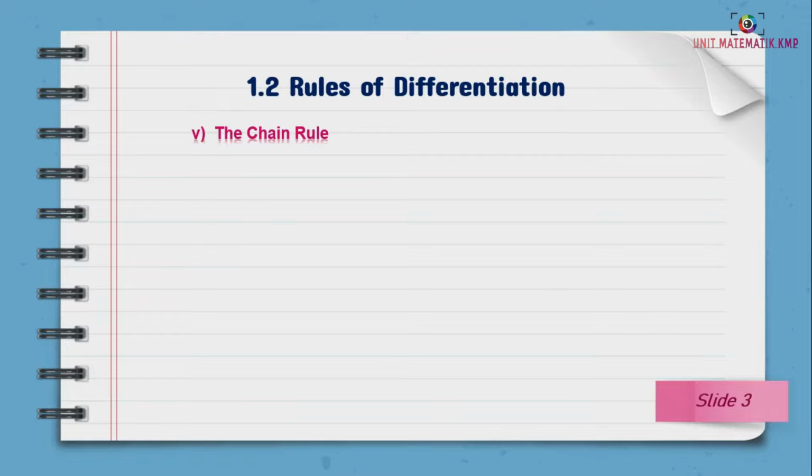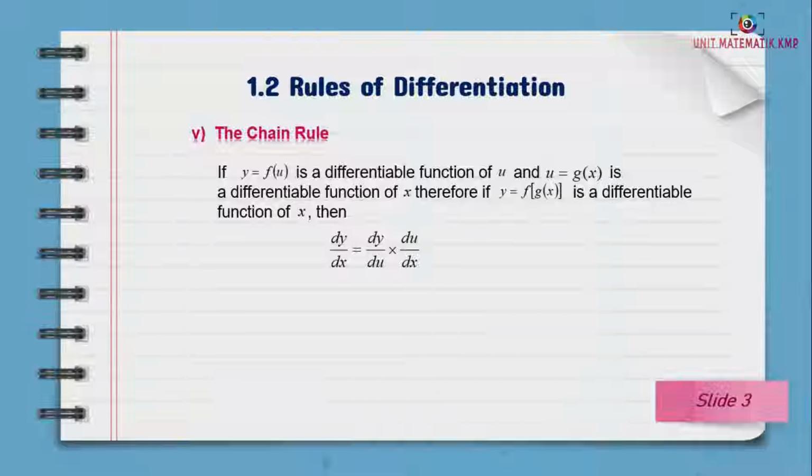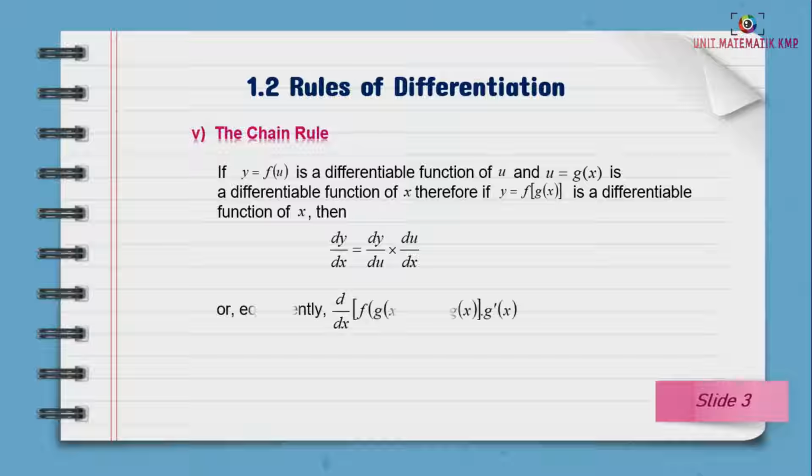Rules of differentiation. The chain rule. If y equal to f(u) is a differentiable function of u and u equal to g(x) is a differentiable function of x, therefore if y equal to f(g(x)) is a differentiable function of x, then dy/dx is equal to dy/du times du/dx. Or equivalently, differentiate f(g(x)) with respect to x is equal to f prime (g(x)) times g prime x.